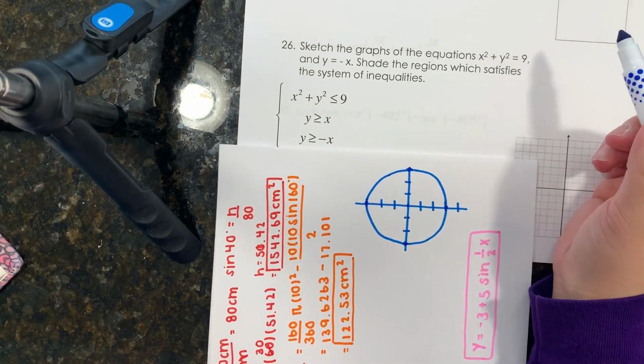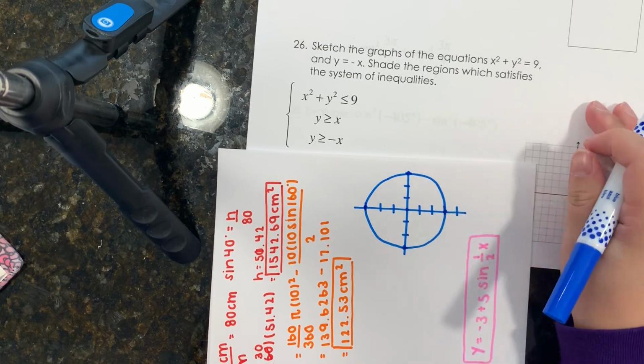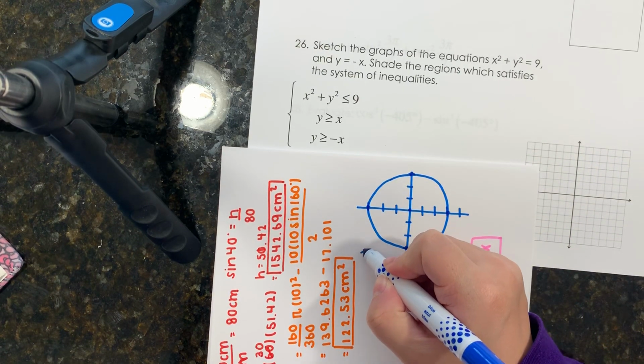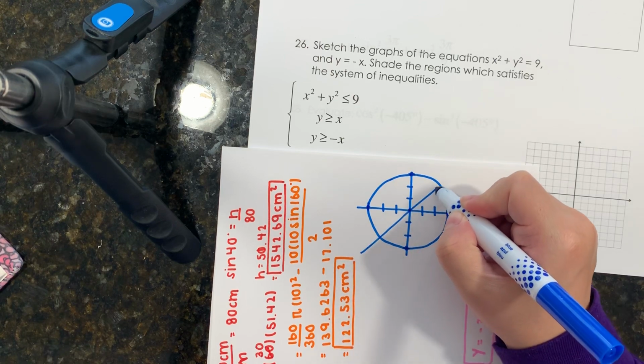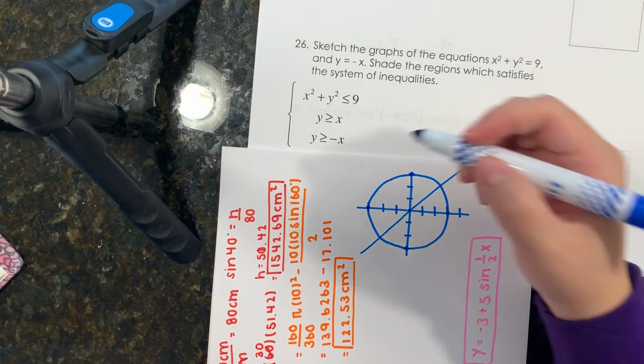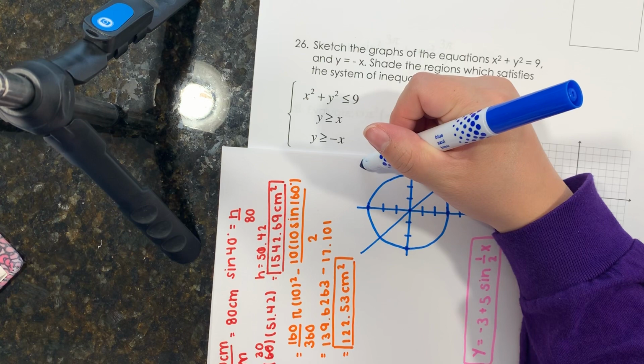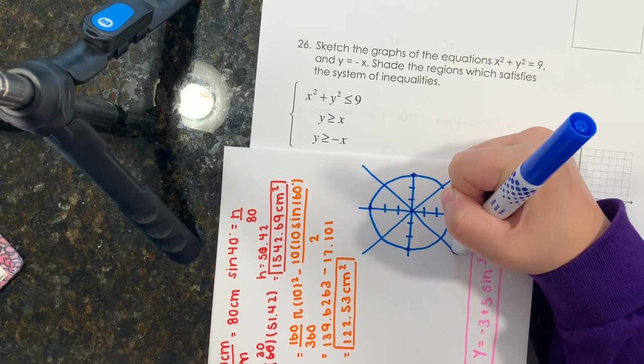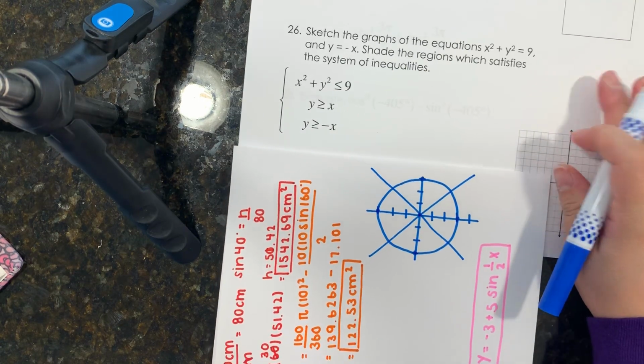Now I have y is equal to x, which is going to be a solid line. It crosses at 0, 0, and it's just a slanted line. y is equal to negative x is another line, but it's just going to slope down from left to right. So I have this graph right there.